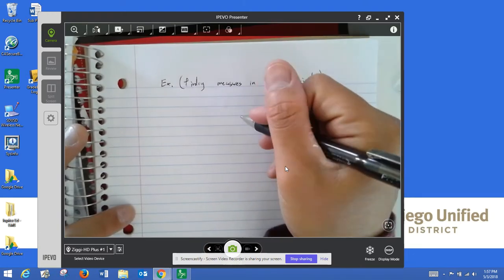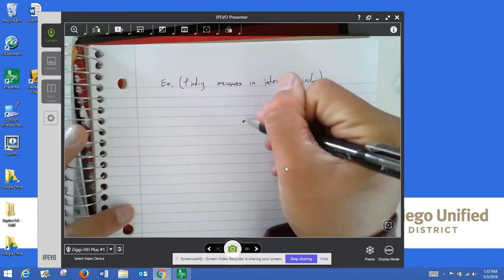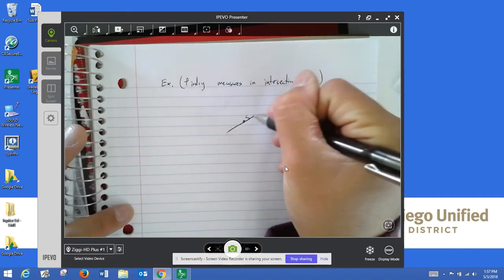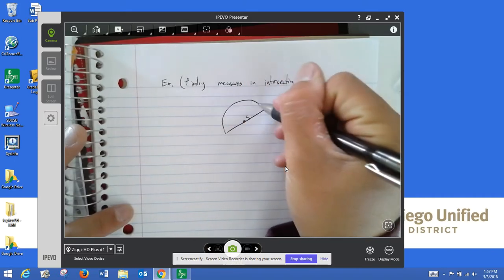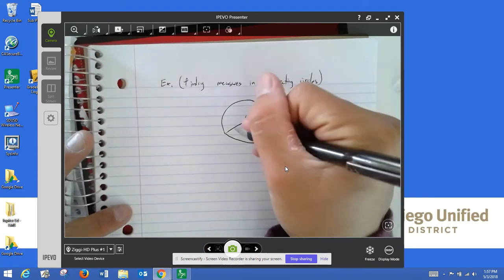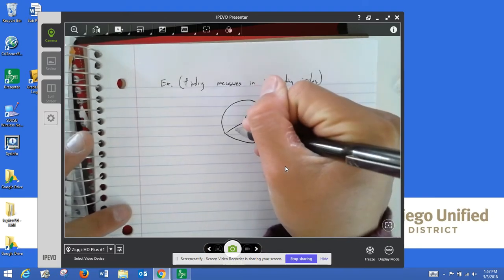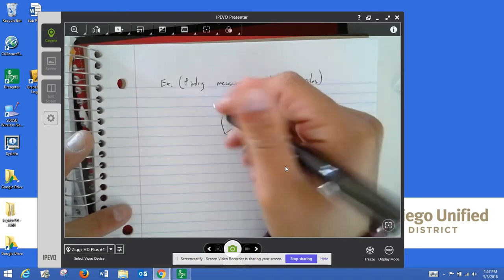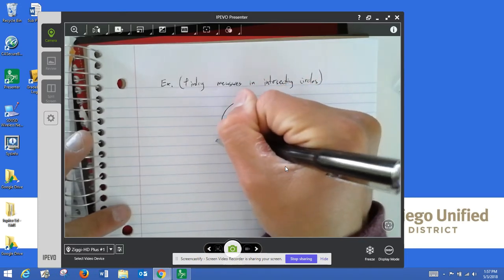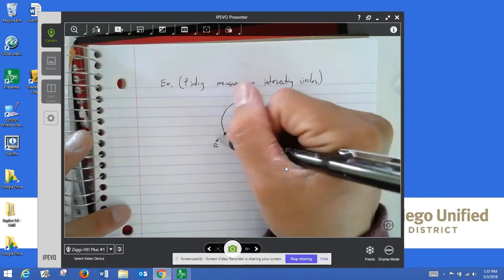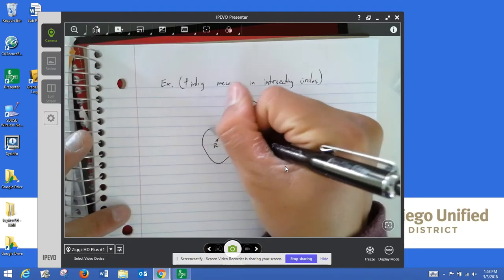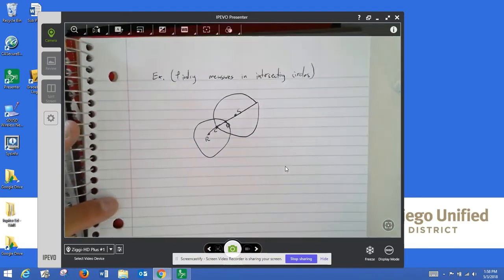So let me draw a more accurate drawing. I think this was S, and then we drew a big diameter of a big circle. Sorry, it's not the best circle. Let's say this is D, this is C, this is R, and then let's make a circle around this guy here. Again, very ugly circle.